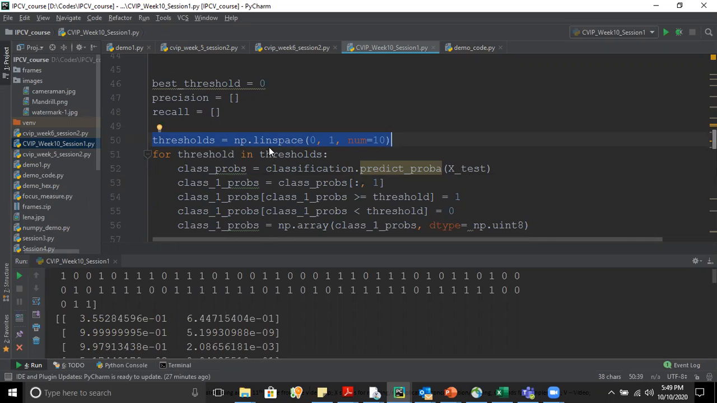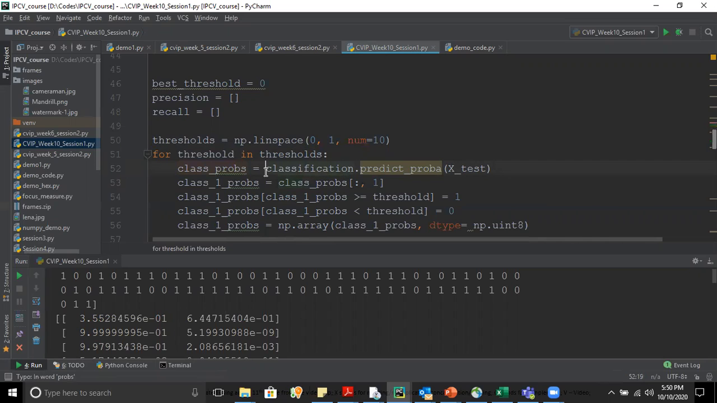So this linspace function, what it does is when you give the start point and end point, and you say how many numbers should be there between 0 and 1, it will divide the space between 0 and 1 accordingly, and then it will give you that list of thresholds. Now for each element of this threshold, I want to run the entire prediction part.